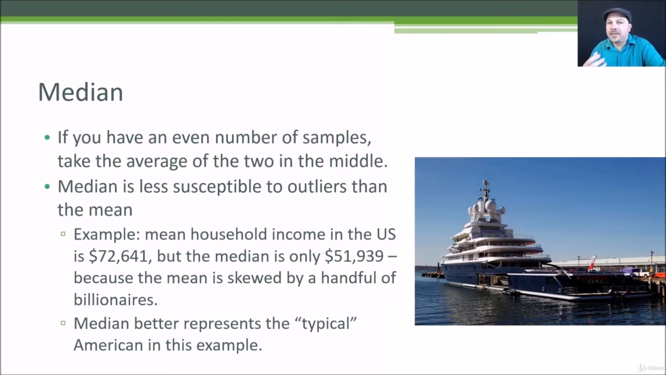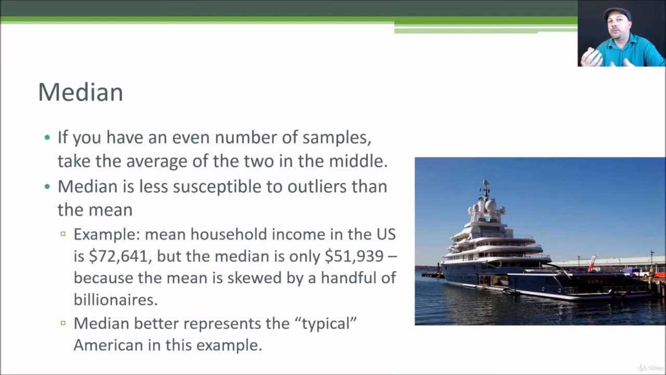People have a tendency to mislead people with statistics sometimes, and I'm going to keep pointing this out throughout the course wherever I can. But for example, you can talk about the mean or average household income in the United States, and that actual number from last year when I looked it up was $72,000 some odd dollars. But that doesn't really tell an accurate picture of what the typical American makes, because if you look at the median income, it's much lower. It's $51,939.